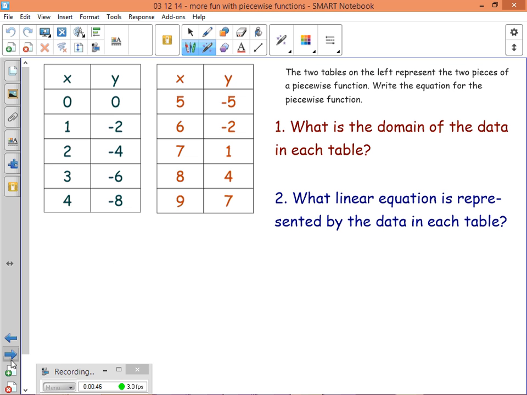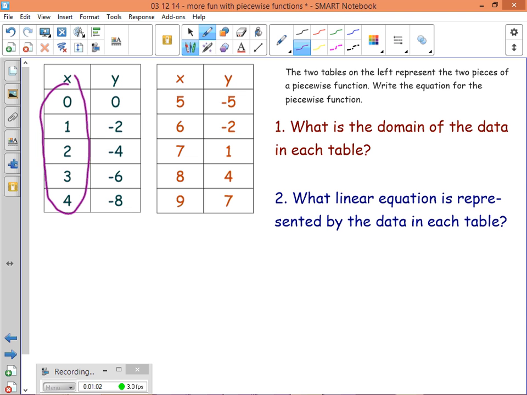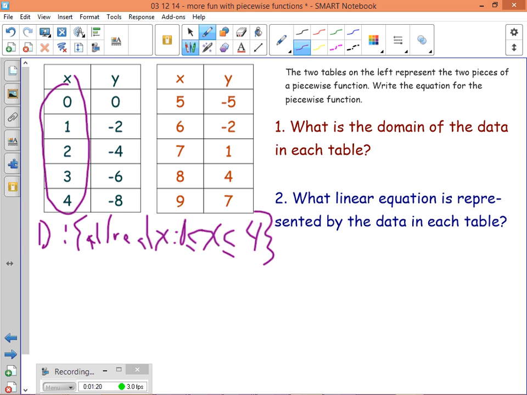First, we have to write the domain of the data in the table. And so we have to ask ourselves, what is the domain of the data in each table? The domain for the first table is just the list, or the range, of the x values. X can be between 0 and 4, so the domain is all real x such that x is greater than or equal to 0, less than or equal to 4. I'm assuming that the data goes on continuously and it's not just these certain points. That's why I'm saying all real x. Okay?